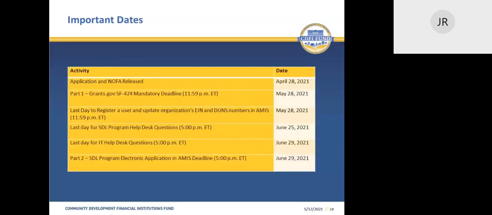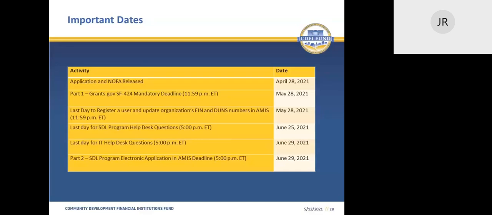Just to highlight some key dates for you, the NOFA, as you all know, was released on April 28th. The SF-424 in grants.gov is due by 11:59 p.m. Eastern Time, May 28th. The last day to register as a user and update your organization's EIN and DUNS number in AMIS is also due 11:59 p.m. Eastern Time on May 28th.